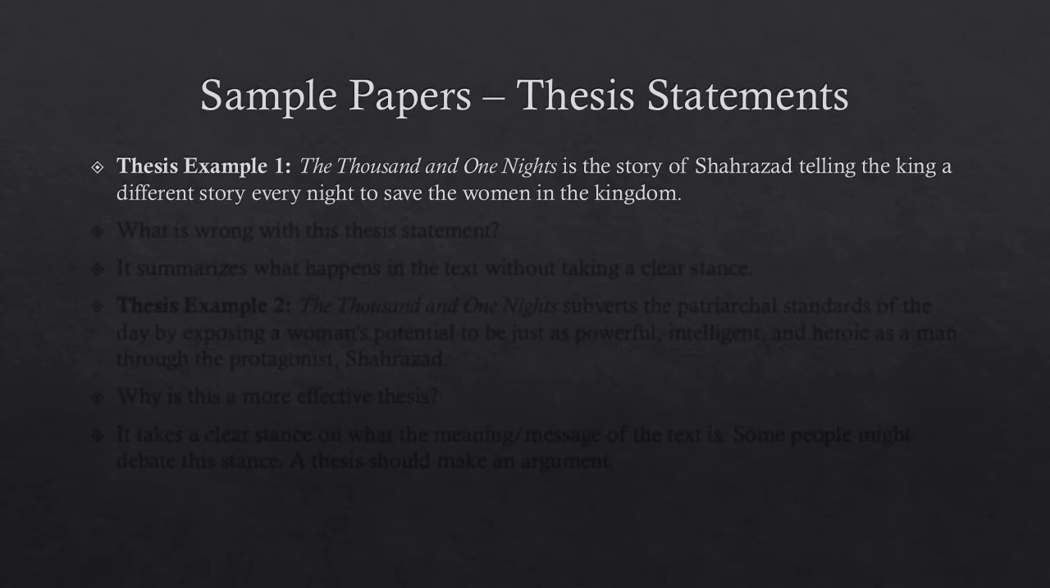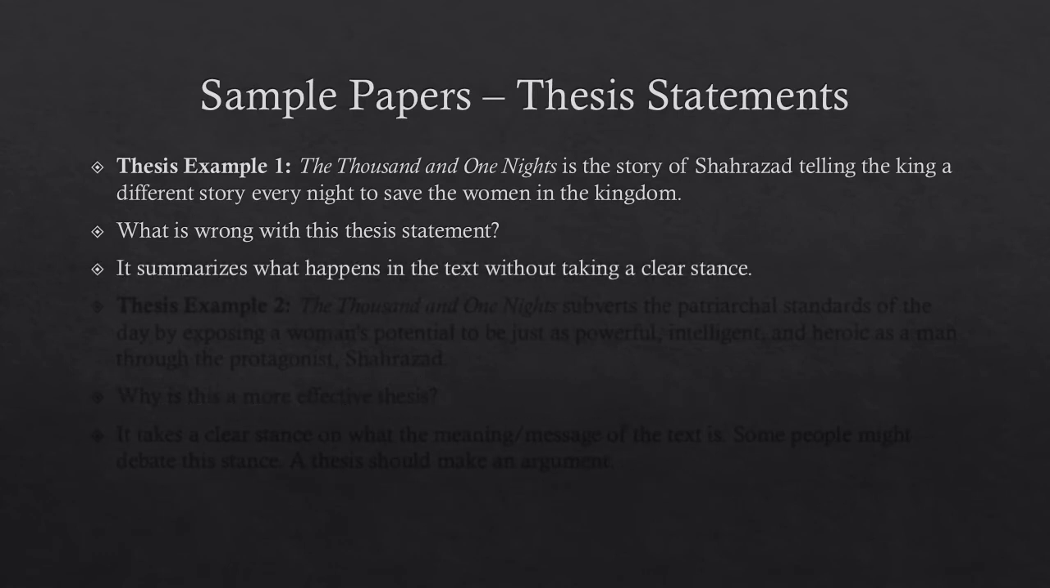Ideally, you decided this was not a very good thesis, but what specifically is wrong with it? A number of things you could mention. I would say most importantly, it summarizes what happens in the text without taking a clear stance. So if I had asked you what is the unity of the 1001 Nights, this would actually be a good summary. It's very concise and gives a good overview in a succinct way. But that is not a thesis. A thesis needs to be an argument. It needs to take a clear stance and say, this is what the meaning of the text is. And that needs to be debatable.